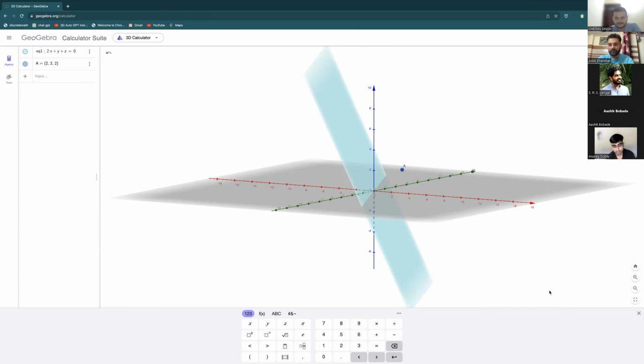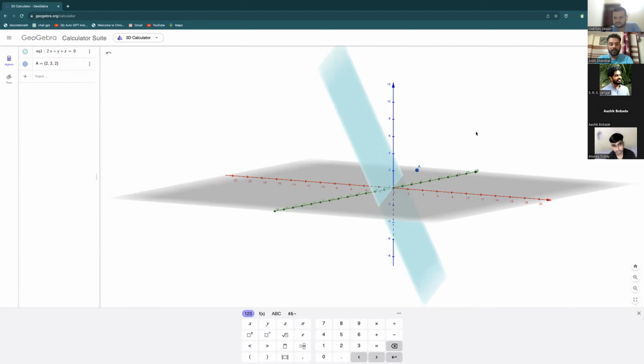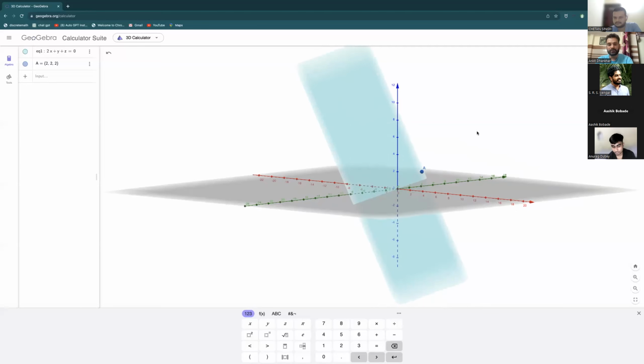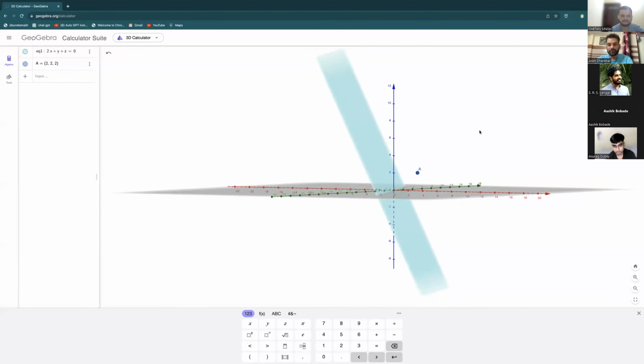Some of you have pasted in the chat window that it will be the perpendicular distance from a point to the plane. Is anyone having trouble understanding this point? It means how it is perpendicular to the plane that is nearest to the point.